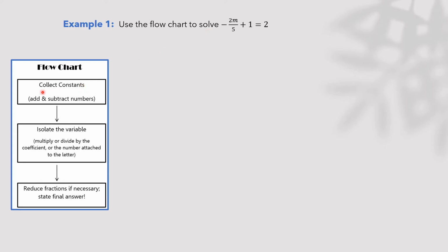So what's the first step? Collect the constants. What's a constant here? 1 is a constant and 2 is a constant. They are constants because they don't have a letter with them like this -2/5 does. So these are constants. So I'm going to collect those first.